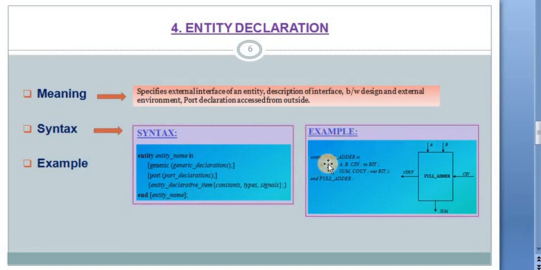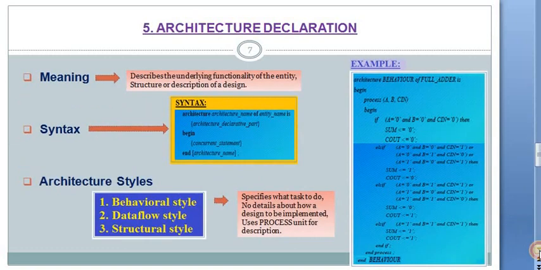As you see, the entity full adder is declared, under which various components are declared such as A, B and C in for input and of the type bit, and sum and C out are declared for output with the type bit, and then this entity is closed for the full adder. Now let's discuss architecture declarations.